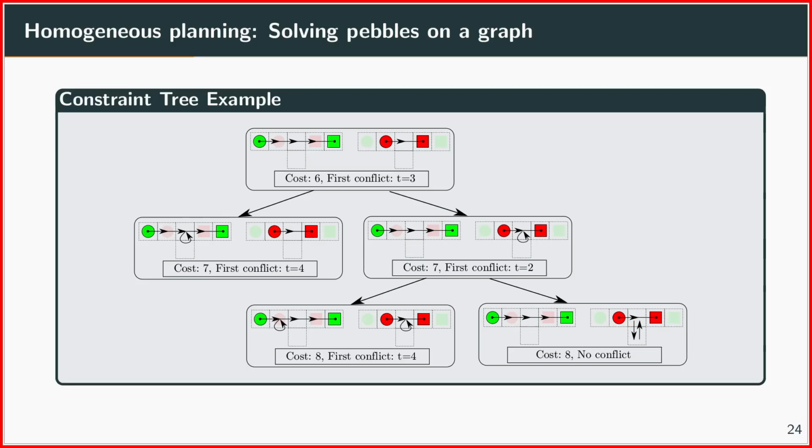So that is the general idea of this conflict-based search. And you can apply this to any number of robots you want, and this solves you the whole problem.